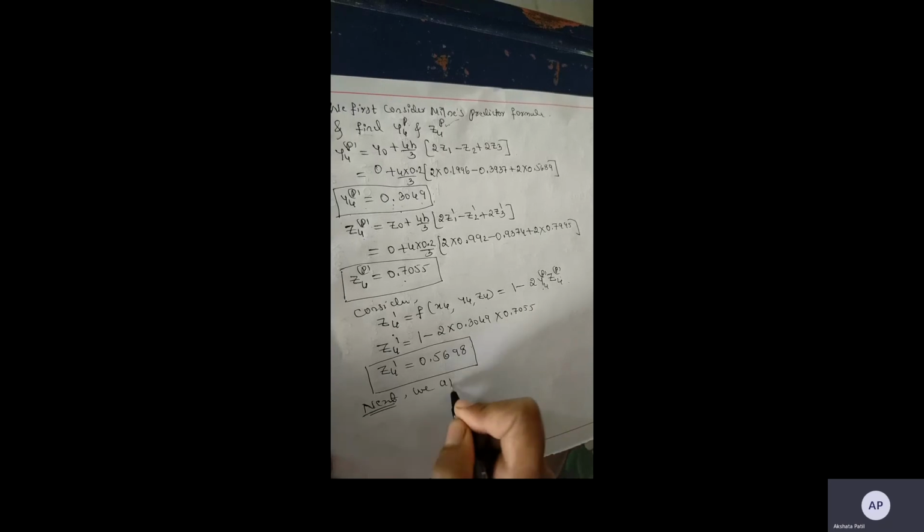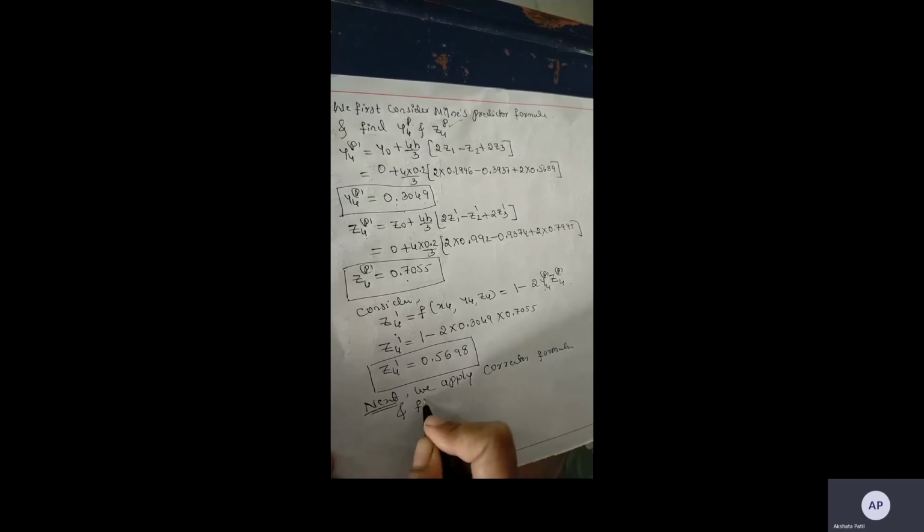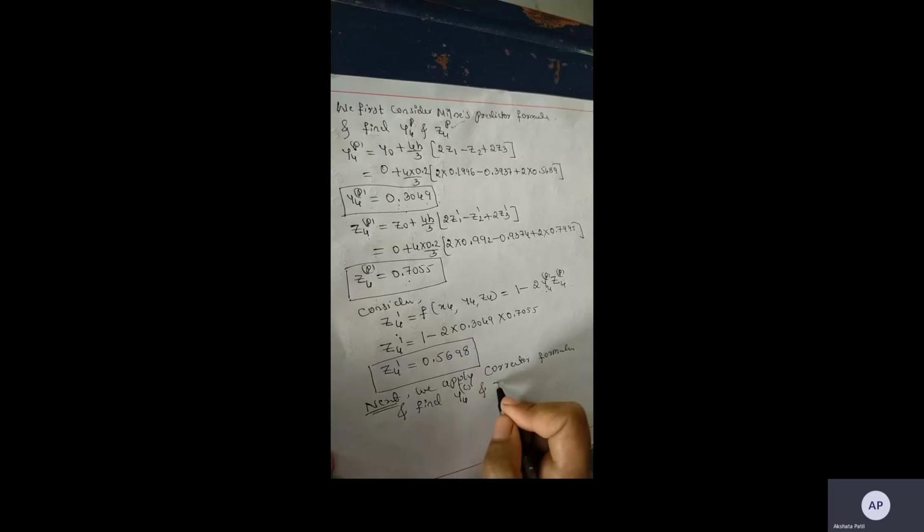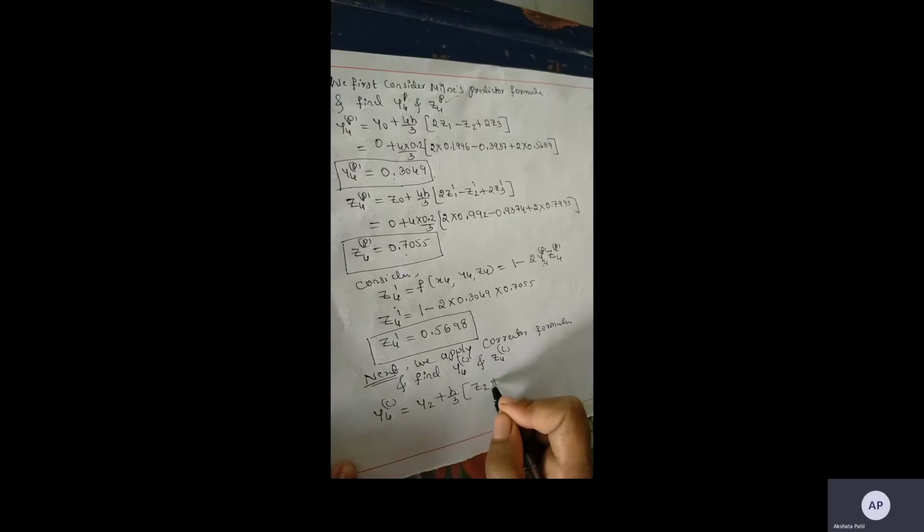Step 5 means we apply the corrector formula and find y4 of corrector and z4 of corrector. So the y4 of corrector formula is: y4 of corrector equals y2 plus h by 3 into z2 plus 4z3 plus z4. Here for z4 we use the z4 of predictor value.